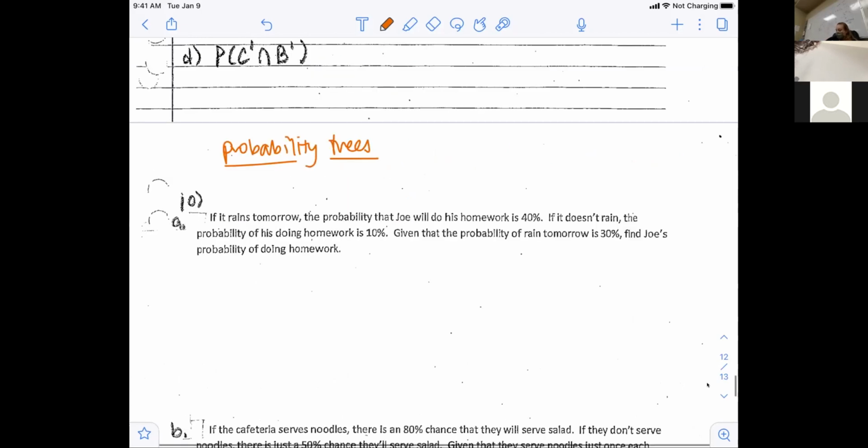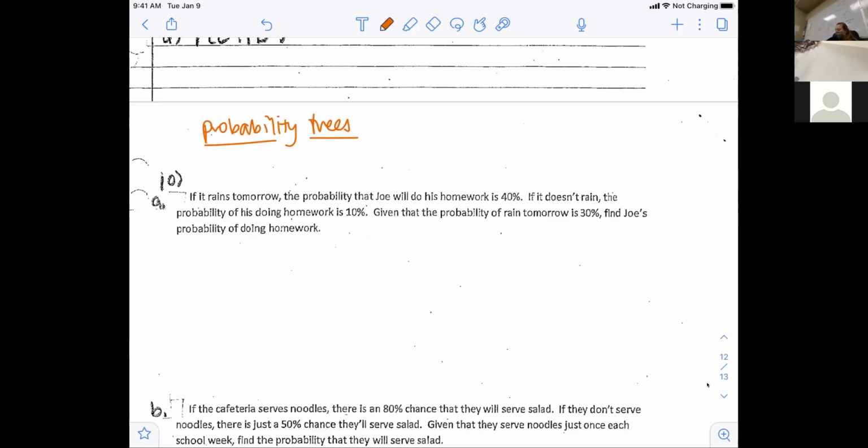So it says, if it rains tomorrow, the probability that Joe will do his homework is 40%. If it doesn't rain, the probability of him doing his homework is 10%. Given the probability of rain tomorrow is 30%, find Joe's probability of doing his homework. Okay, so we got probability of raining and we got probability of doing homework.